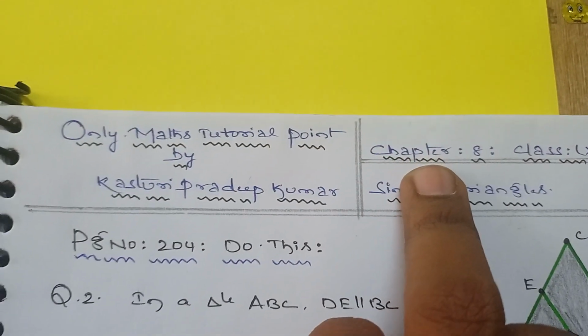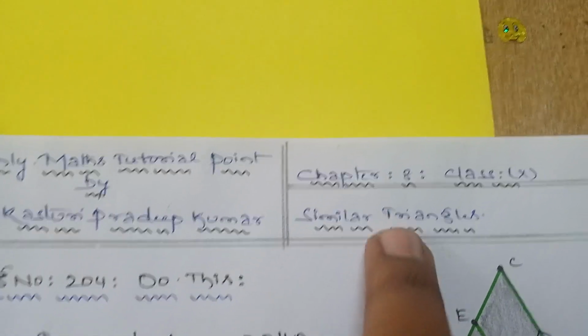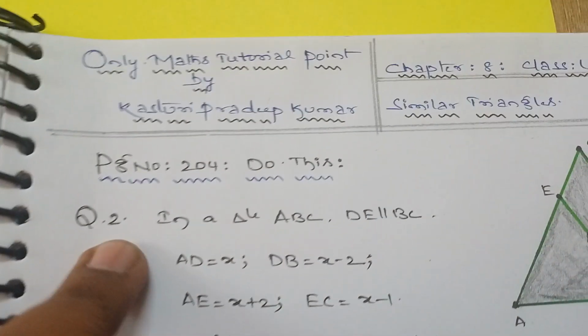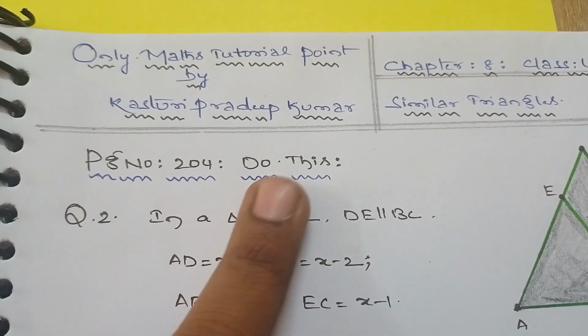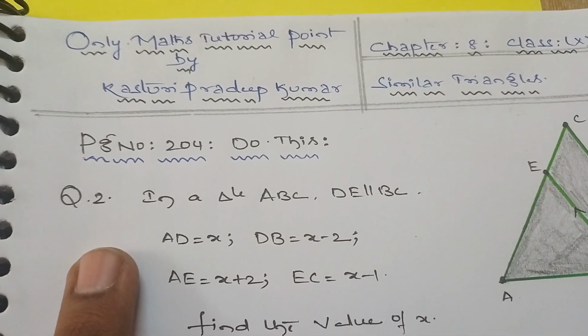So today we are going to discuss chapter 8 of class 10th, similar triangles, continuation. In the previous video we dealt with page number 204, do this first sum, right? So in this video we are going to deal with question 2, guys.